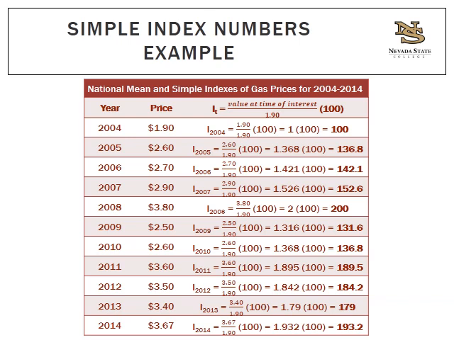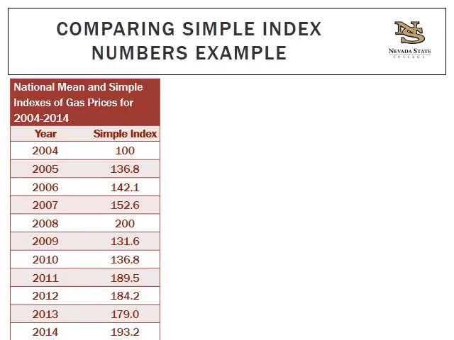Even if we go down here, looking at 2011, the cost of gas was $3.60 in 2011. Take that, divide by the cost at the base period, multiply by 100, and this tells you that the cost of gas in 2011 was 189.5% of the cost of gas in 2004. Or in other words, the cost of gas was 89.5% higher in 2011 than it was in 2004.